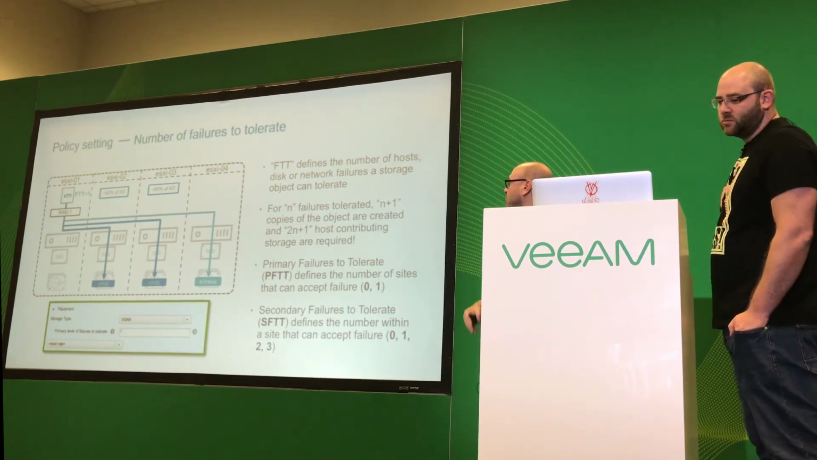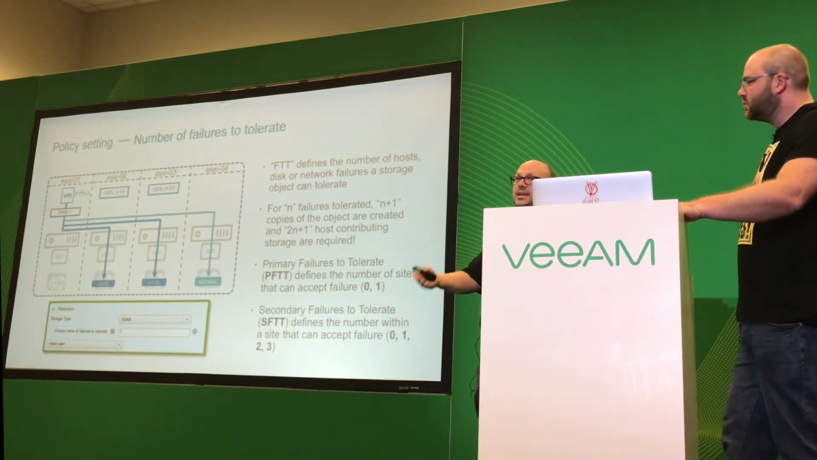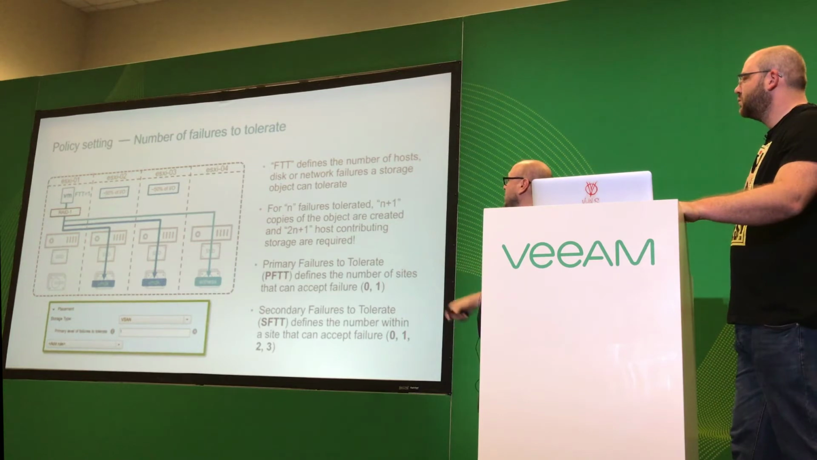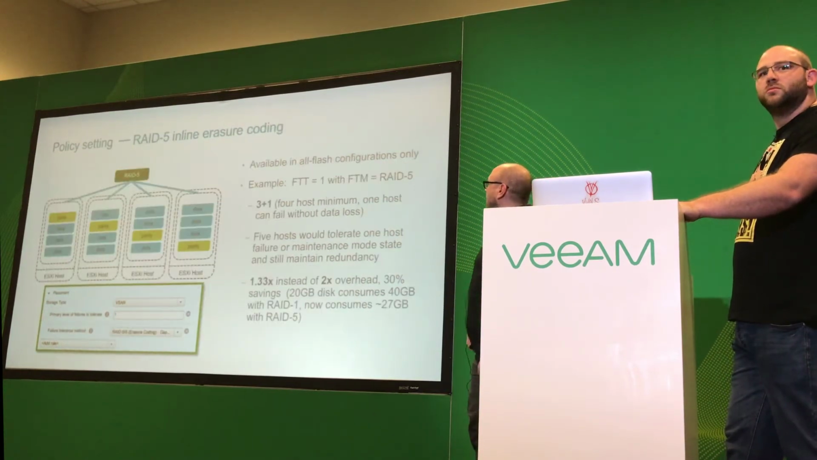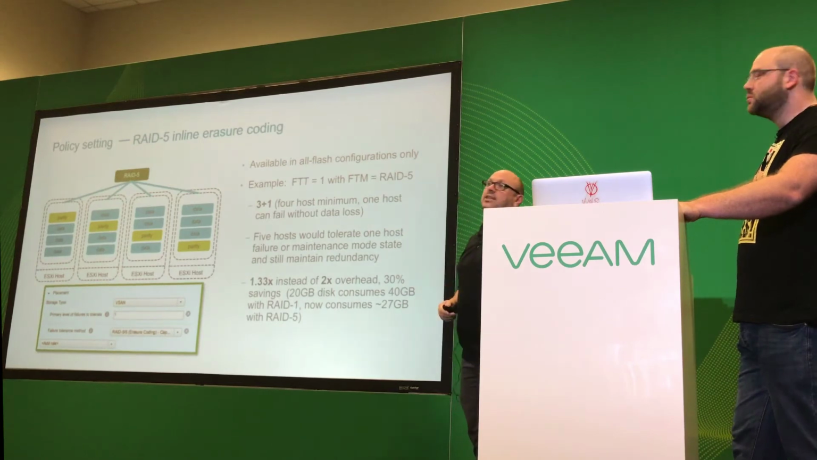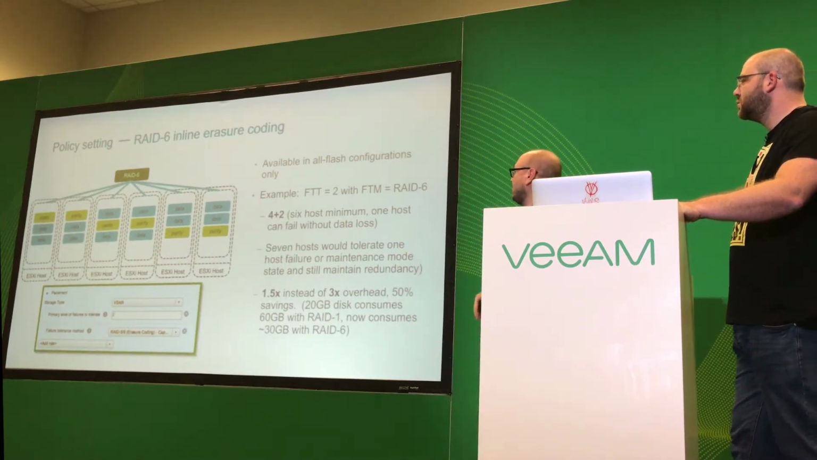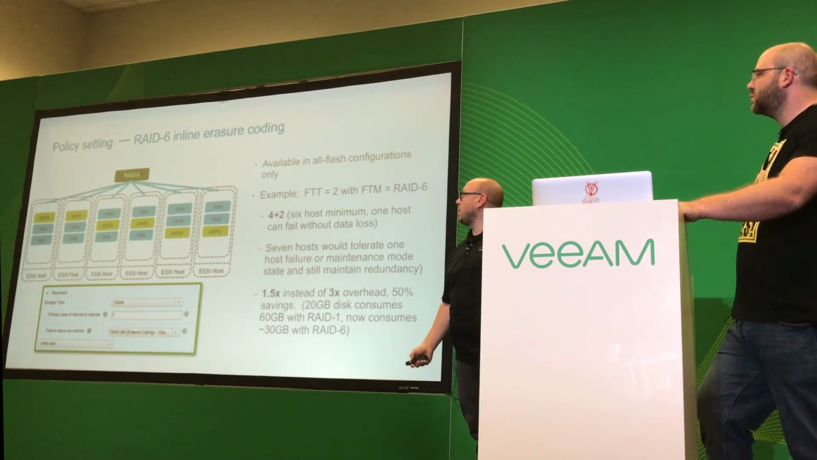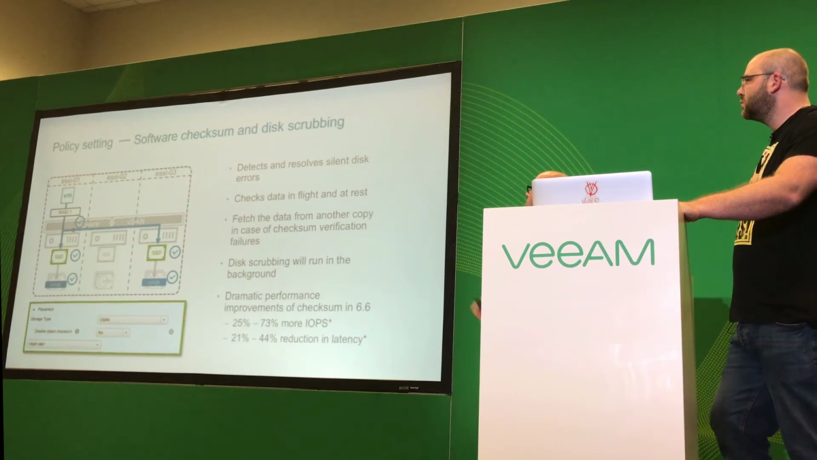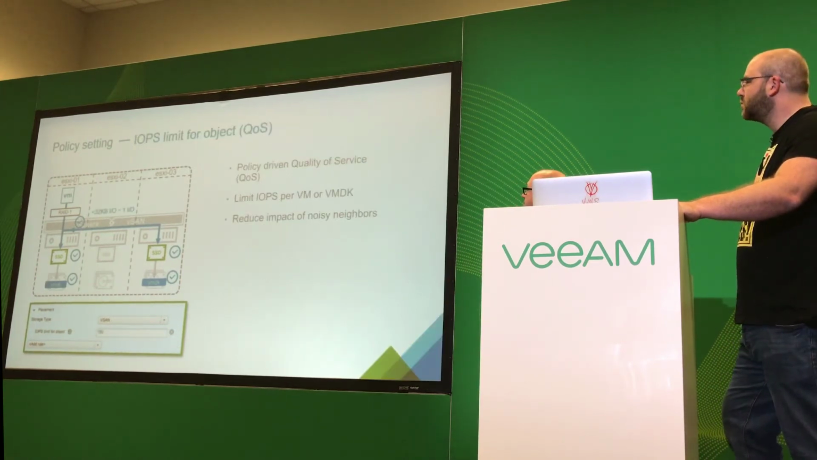And there are formulas to decide exactly how many hosts are required, how many copies of the data. And again, when you're setting this up, you can choose the what-if to see exactly how much storage you're using. There's also RAID 5 inline erasure coding, RAID 6 inline erasure coding, which is a little bit more efficient, but different requirements in terms of the amount of hosts required. Software checksum and disk scrubbing, which is new in vSAN 6.6.